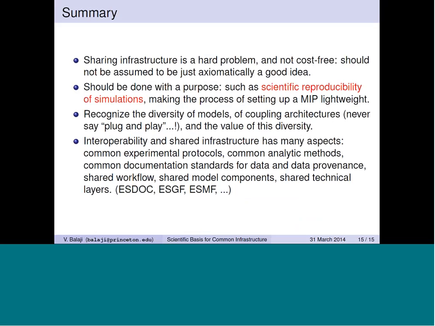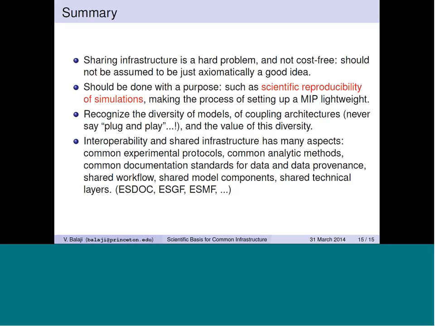The second thing is that if I want to set up an experiment and then my colleagues Alice and Bob want to join me, we should be able to run the same experiment with our different models and compare the results. That process should become lightweight. It's pretty heavy right now, the process of what I'm calling setting up a MAPP. We should recognize the diversity of models, recognize the diversity of coupling architectures, and that the diversity actually has a scientific purpose and value.